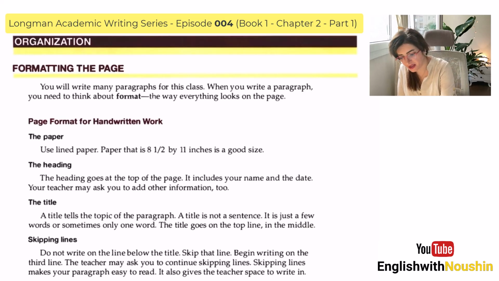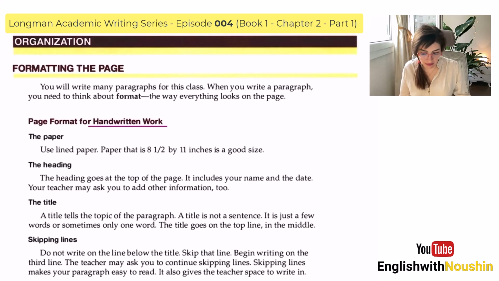Let's first look at the format for handwritten work, so something that you write with a pen, on paper, of course. So we usually use lined paper. Paper that is 8.5 by 11 inches is a good size, like an A4 piece of paper.